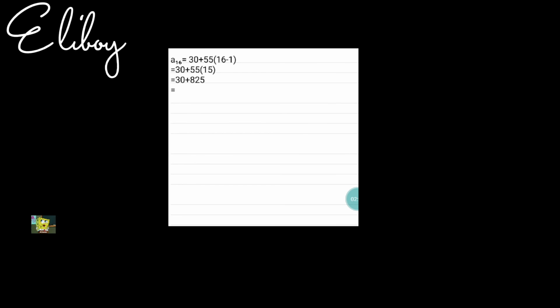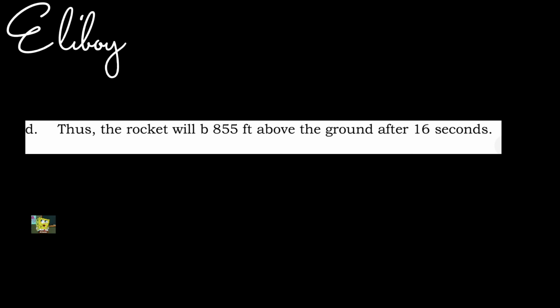Okay, let us solve. A sub 16 equals 30 plus 55 times quantity 16 minus 1. Let's subtract: 16 minus 1 equals 15, so we have 55 times 15 plus 30. Let's multiply 55 by 15. We have 825. 30 plus 825 equals 855. Thus, the rocket will be 855 feet above the ground after 16 seconds.